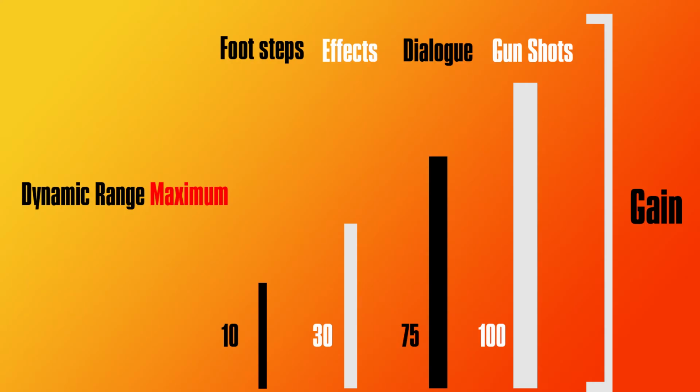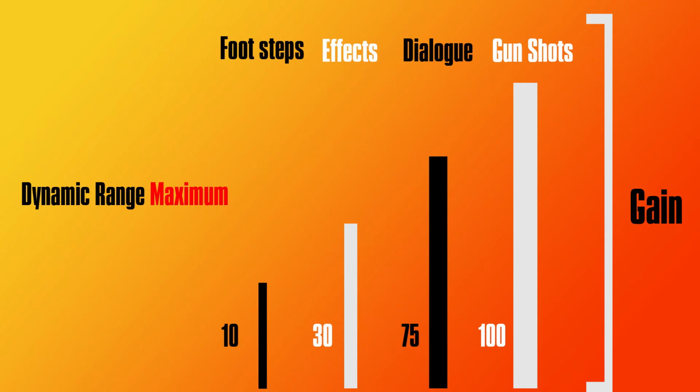For example, we changed dynamic range to maximum. If our gain is 100 for the loudest sound, gunshots, then for the rest of them, which are lower, it's different. For example, dialogue is 75%, effects are 30%, and footsteps, because they're lower than everything, are 10%. It's like real life. Loud sounds are loud and quiet sounds are quiet. But if you want to hear something quiet in your speakers, for example some sound effects or footsteps or other stuff like that, you need to change the volume of your speakers to maximum or high values.